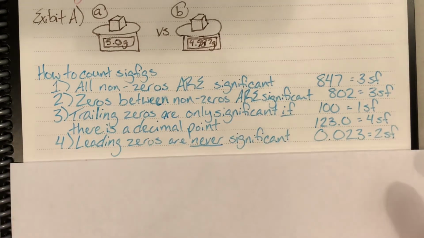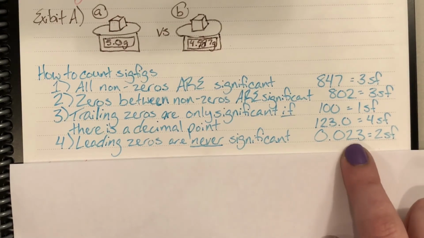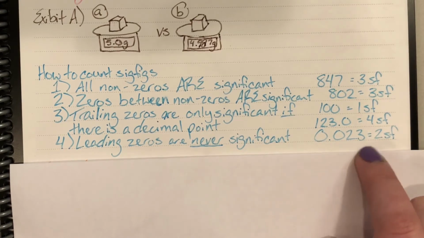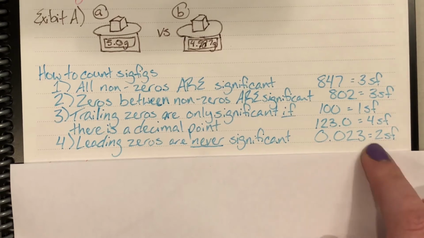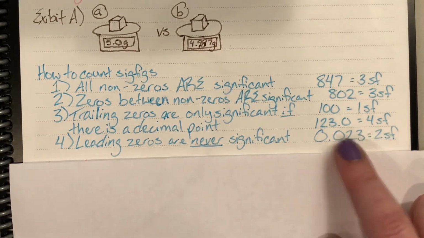Last rule: leading zeros are never significant. They are not significant because they are placeholders only. So my only 2 numbers that I am certain of are the 2 and the 3. In 0.023, I only actually have 2 significant figures, even though I go out to 3 decimals. Leading zeros are for placeholding only. I do not feel confident about that.